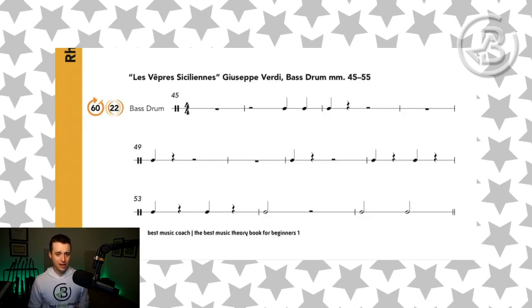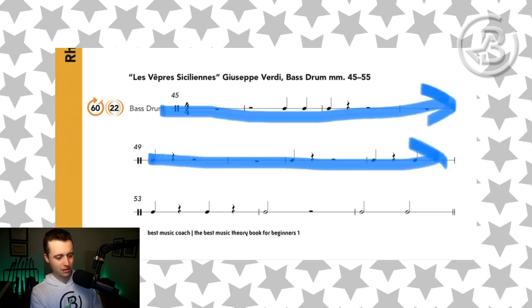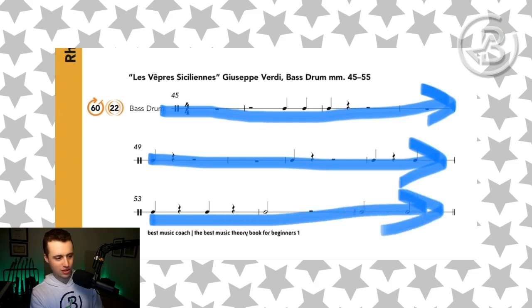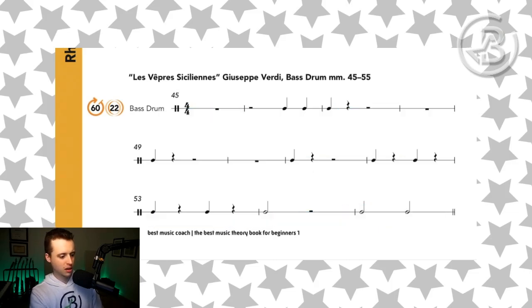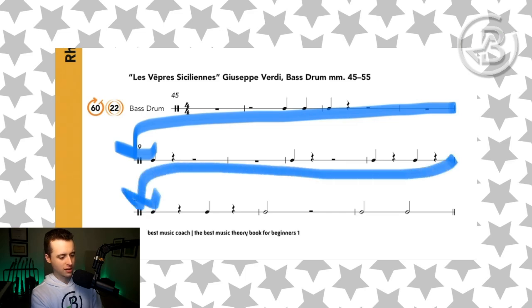In our last example, Les Vêpres Siciliennes, we have a Giuseppe Verdi opera here. Now we have 3 lines, and for a 3-line piece of music, we're going to do the first line, then the second line, then the third line, just like that. And we don't stop or pause between. We go straight from the end of the first line to the second line, and straight from the end of the second line to the third line.